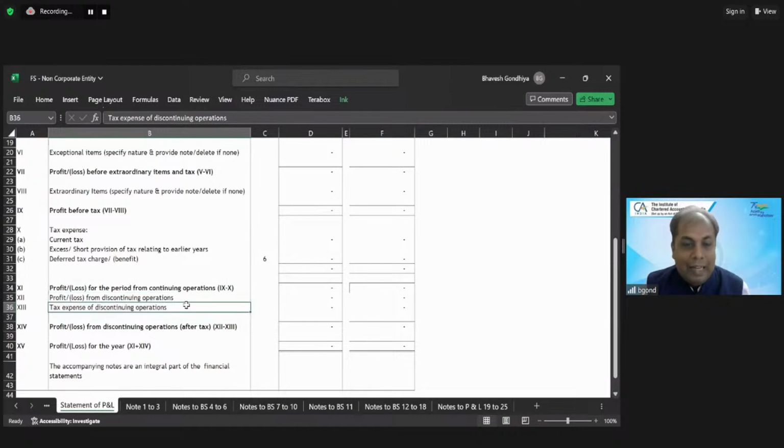This is your Accounting Standard 24. You may refer to the presentation and disclosure requirements, but in your format of the financial statement, this is the location at which the discontinuing transaction has to be reflected.